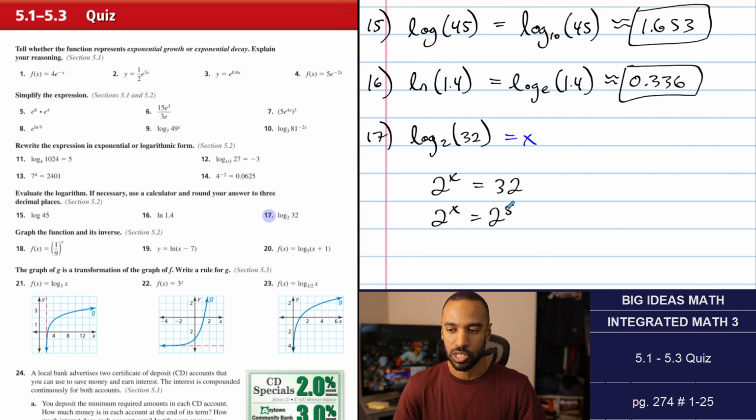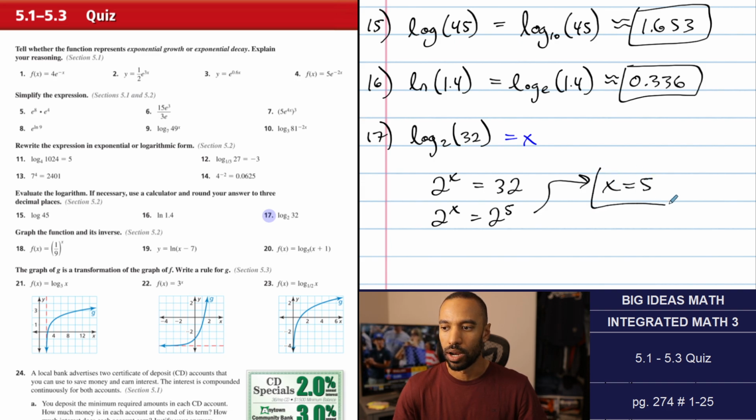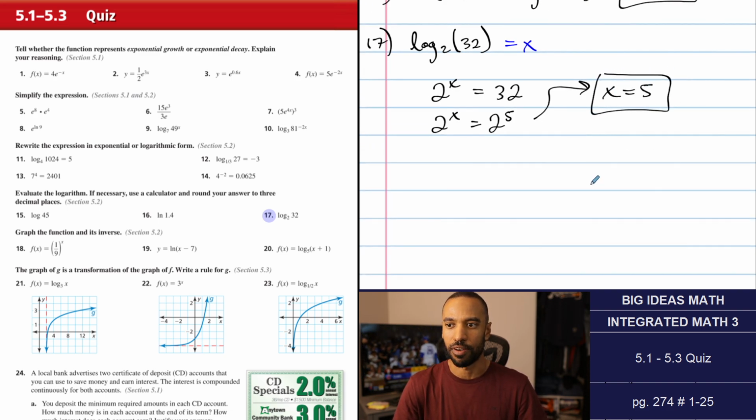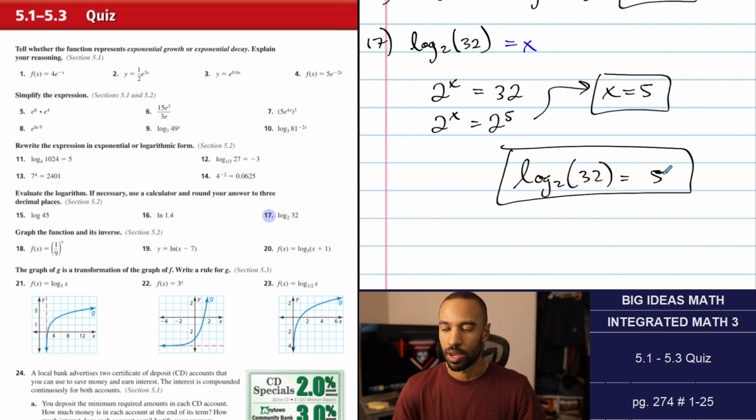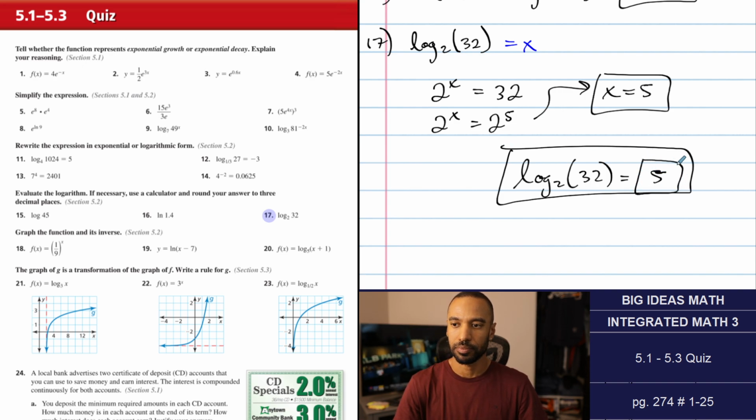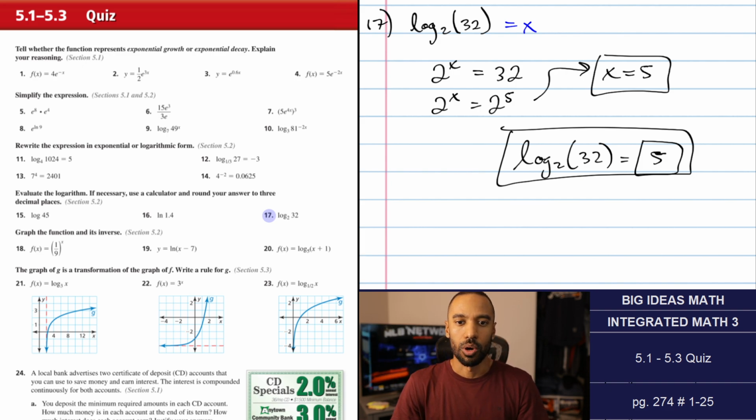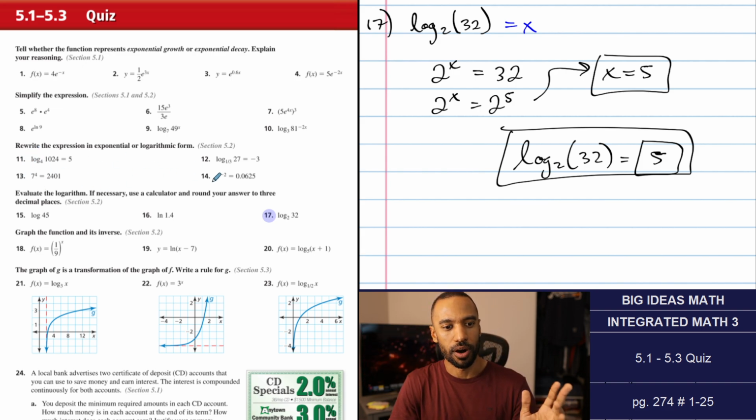If you have the same base here, you match your exponents. x equals 5 is the answer. So what is log base 2 of 32? It's 5. I'll just write it one more time in this form so we're not looking at some x like we were solving a variable. We were evaluating this right here. Log base 2 of 32 is 5. Okay? So hopefully that helps make sense of what we wrote before on this set and even this set right here, how we came up with them.